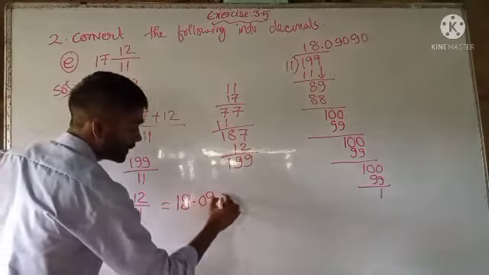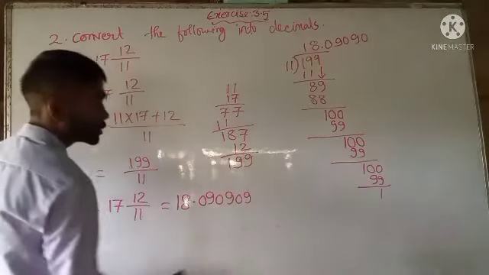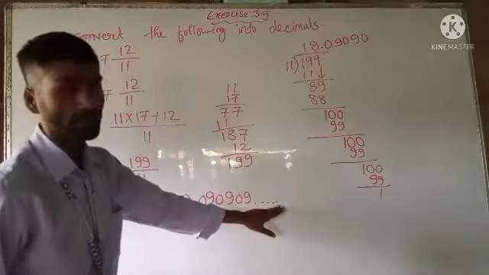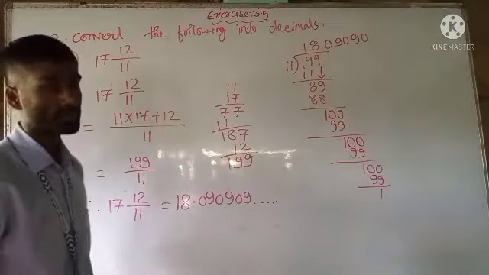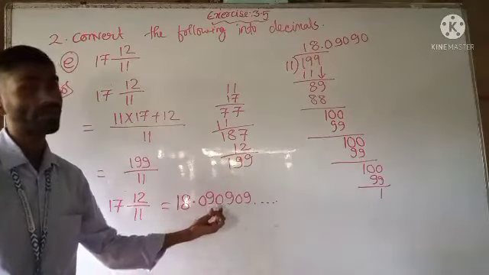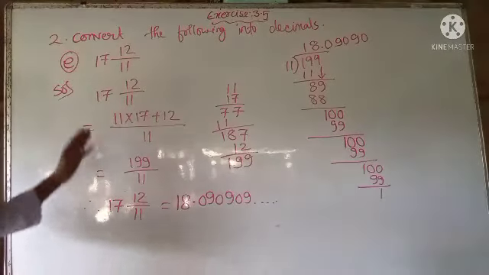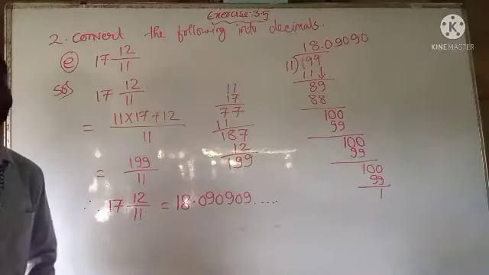18.09. Again 09, again 09. It is going on continuously. So we can write in this way. We can represent it in dotted lines so that we can know that it is going on continuously. That means this set of 0, 9 goes on repeating. So that is how we can convert given rational numbers or mixed fractions into decimals.